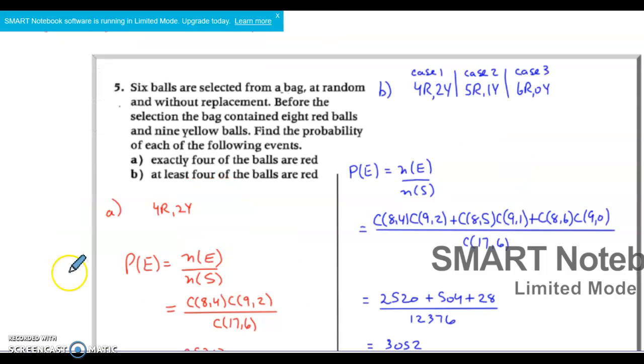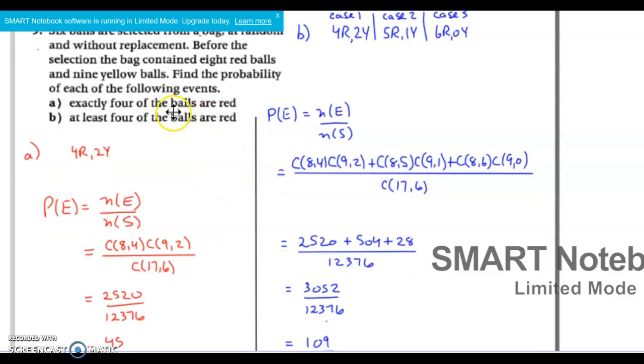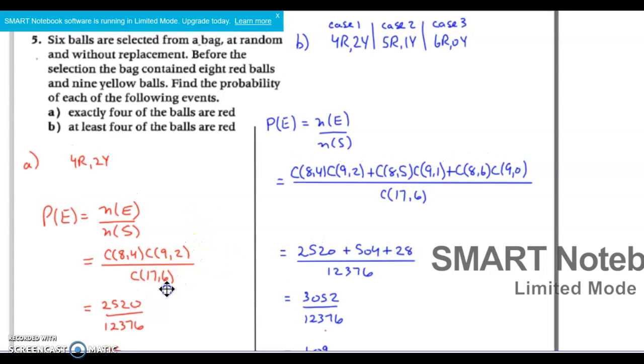Next, I've got to whip through this stuff. 6 balls are drawn, and this is the probability of this sort of thing happening. Exactly 4 balls. So you're pulling 6 out, and you want 4 of the red ones. So there are 8C4 red. You choose 4 red, and that means you have to choose 2 non-red. There are 8 red, and 9 are yellow. And what you're doing on the bottom is going to be the same every time. You have 17C6, because you're choosing 6 of the 17 balls.